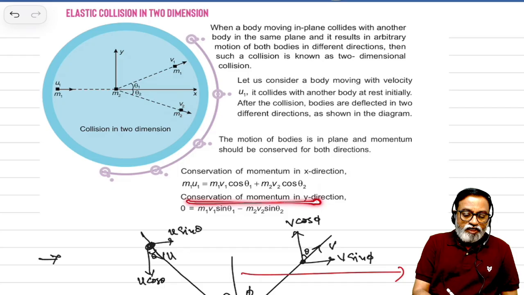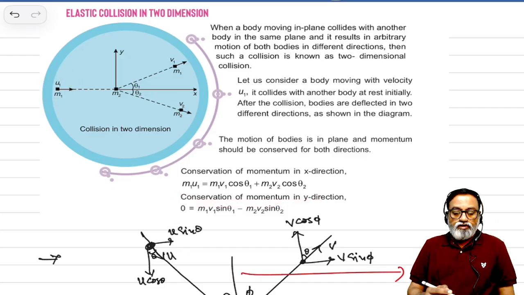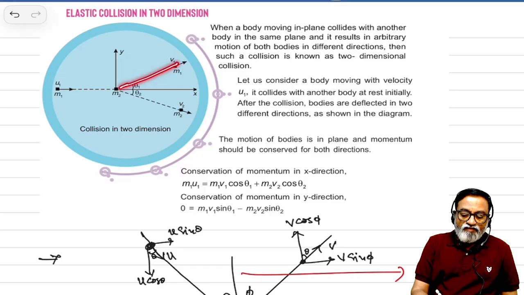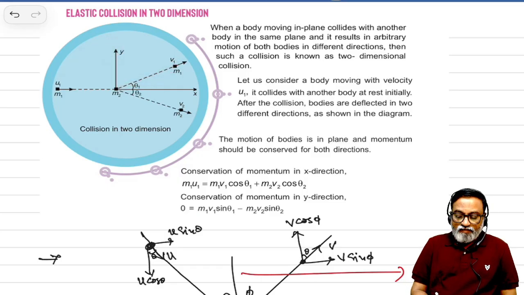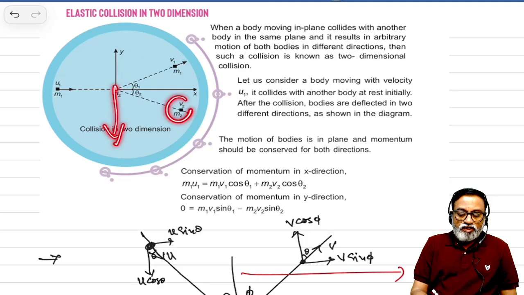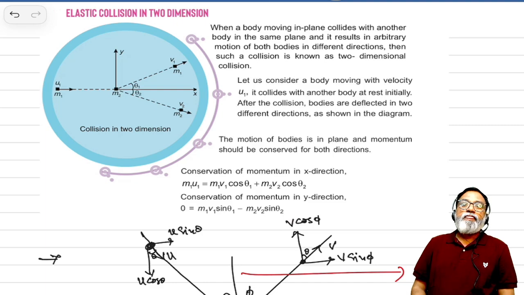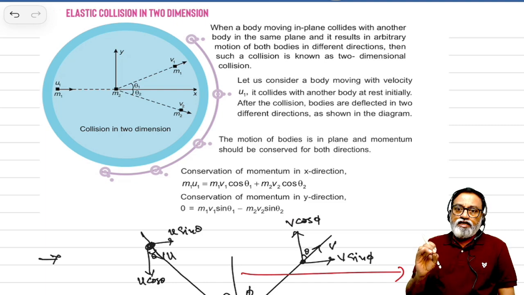Along the y direction, there is no initial momentum, therefore initial momentum is 0. Final momentum: m1 v1 cos theta 1 in this direction, and sin theta 1 in this direction, therefore m1 v1 sin theta 1. Upward direction is taken as positive and downward direction as negative. Therefore, minus m2 v2 sin theta 2. This we have to apply along the x direction and y direction.